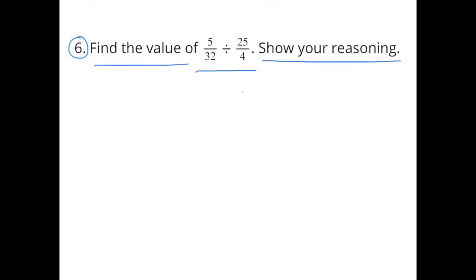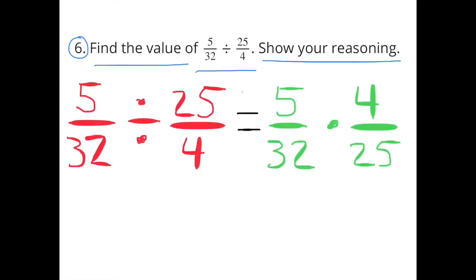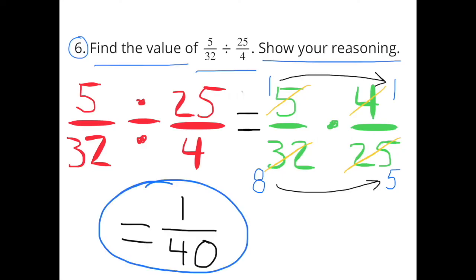Number 6, find the value of 5 over 32 divided by 25 over 4. Show your reasoning. 5 over 32 divided by 25 over 4 is the same as 5 over 32 times 4 over 25. Now I notice that this can be simplified. 5 divided by 5 is 1, and 25 divided by 5 is 5. 4 divided by 4 is 1, and 32 divided by 4 is 8. Now multiply straight across. 1 times 1 is 1. 8 times 5 is 40. The value of 5 over 32 divided by 25 fourths is 1/40.